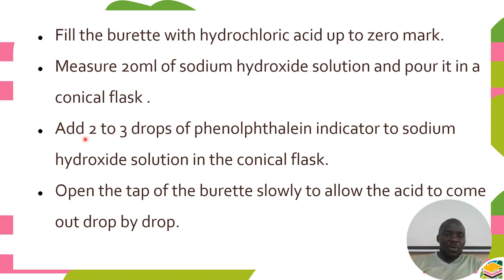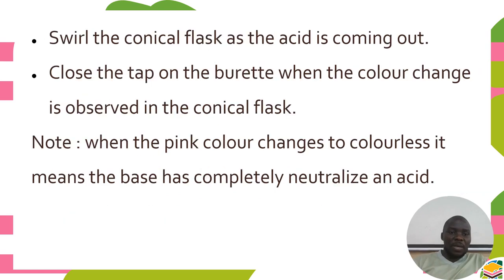To that one, you are going to add 2 drops of phenolphthalein indicator to the sodium hydroxide solution in the conical flask. Open the tap gradually or slowly. Tap on the burette to allow the acid to come drop by drop. Swivel the conical flask as the acid is coming out. Close the tap on the burette when the color changes.